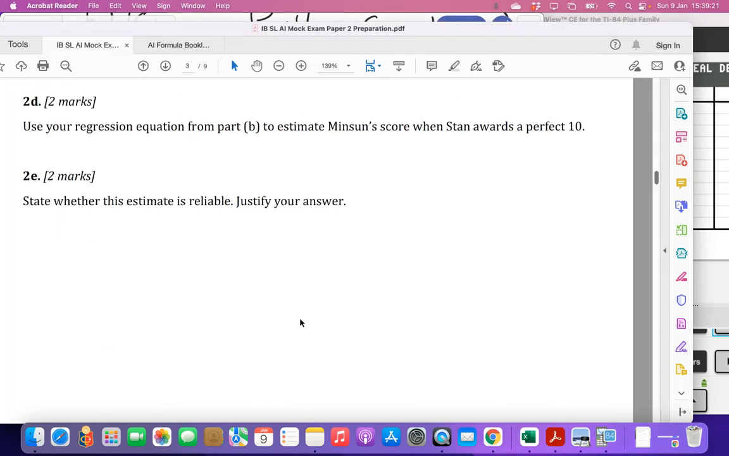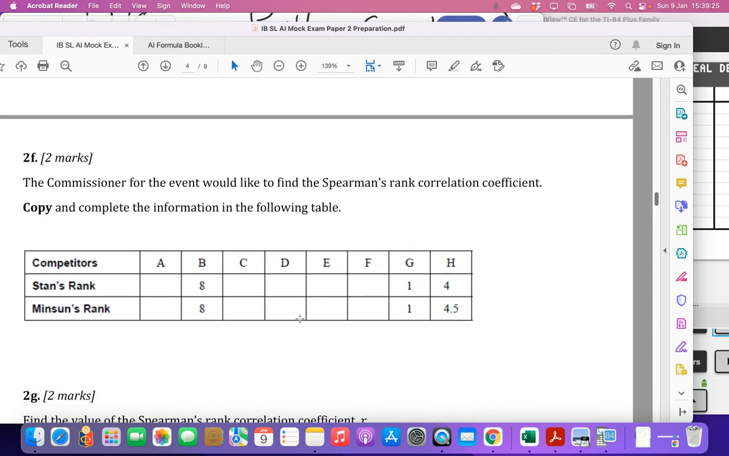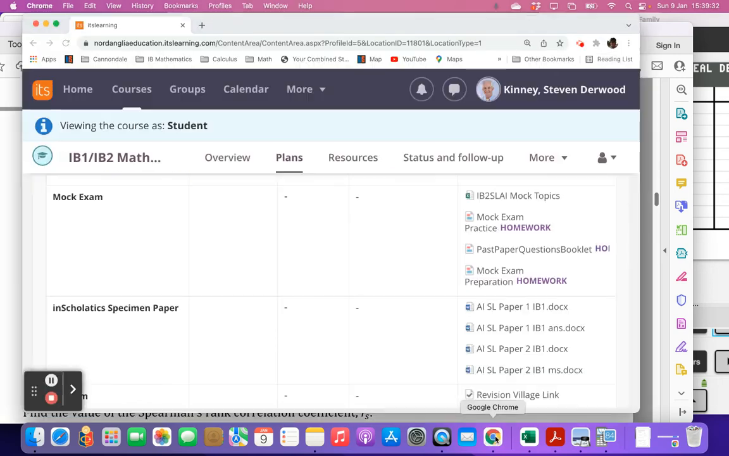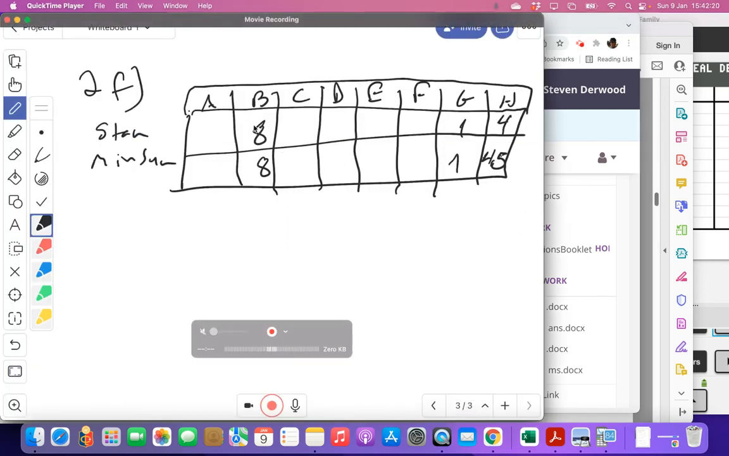Now F. We're going to have to do a Spearman's now, a rank correlation coefficient. So we're going to copy this table into our answer booklet. So I did a crude copy of it here. I challenge you to do better.